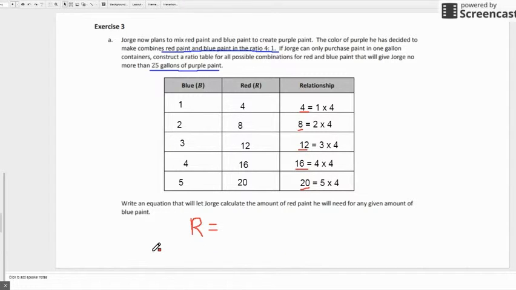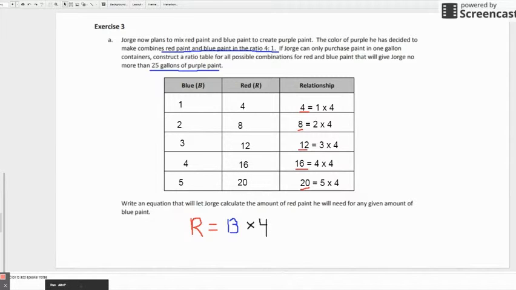If I want to come up with an equation to come up with that red paint, and I'm given a number of blue paint, what would I have to do? Well, over here, we multiplied it by 4 each time. So red paint equals the amount of the blue paint times 4.